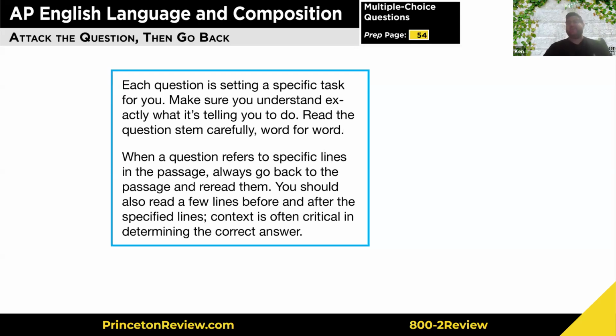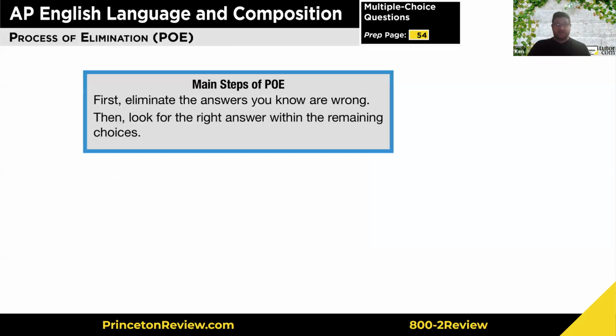Many times, the explanation of why something was in sentence A is in the sentence after that, not sentence A itself. So we need that context. To apply POE on your own, start by eliminating the answers that you know to directly contradict or were simply not mentioned in the lines you read. Then look for the right answer within the remaining choices.